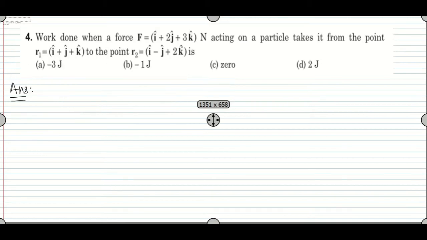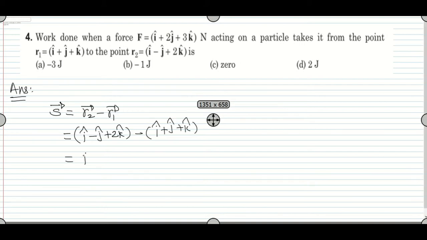Next, work done when force acting on a particle takes it from point R1 to R2. Firstly, calculate displacement. What is displacement? Final position minus the initial position. So the final position is i hat minus j hat plus 2k hat, minus R1 which is i hat plus j hat plus k hat. If you solve this, i hat cancels, and it becomes minus 2j hat plus k hat. And this is the displacement we have.